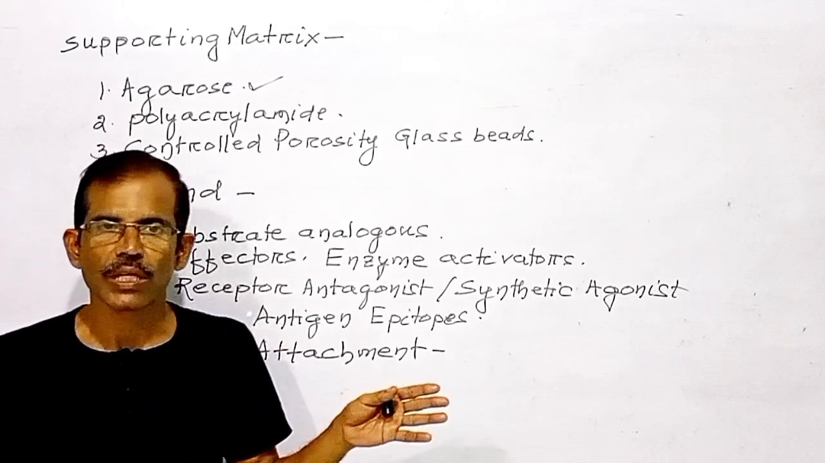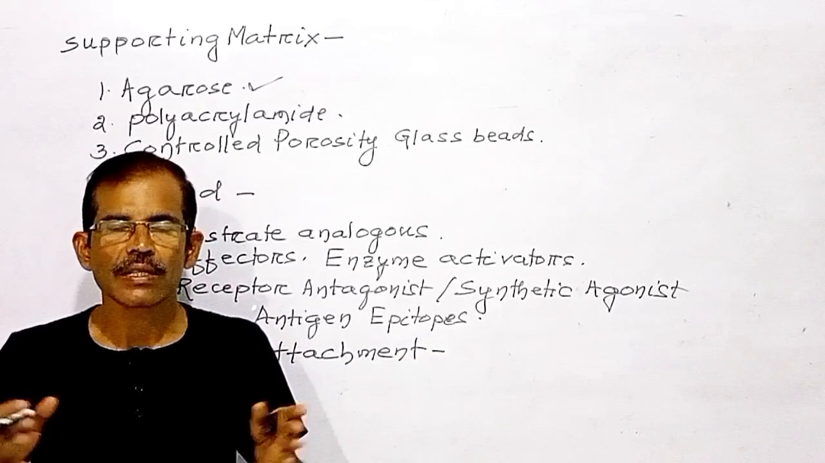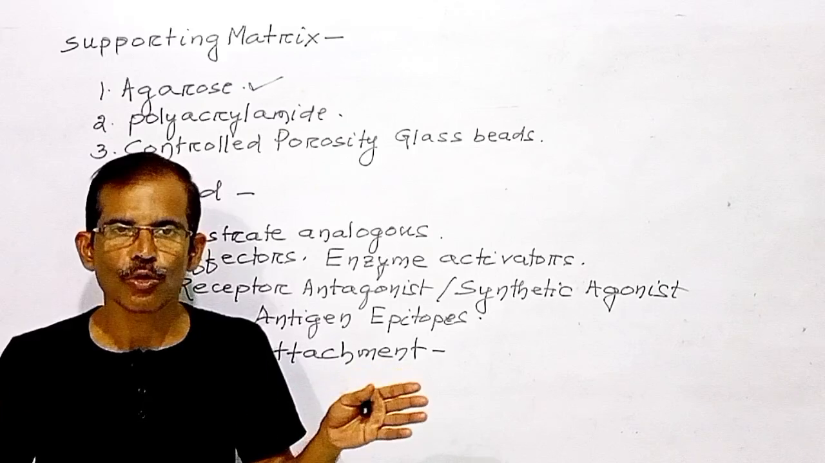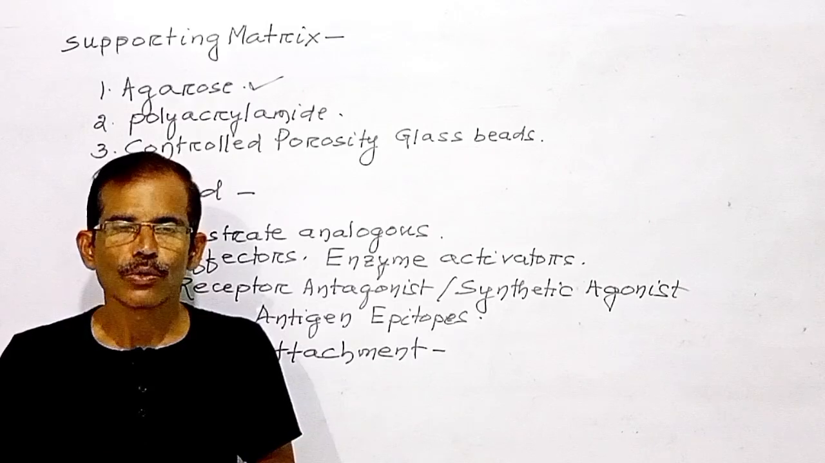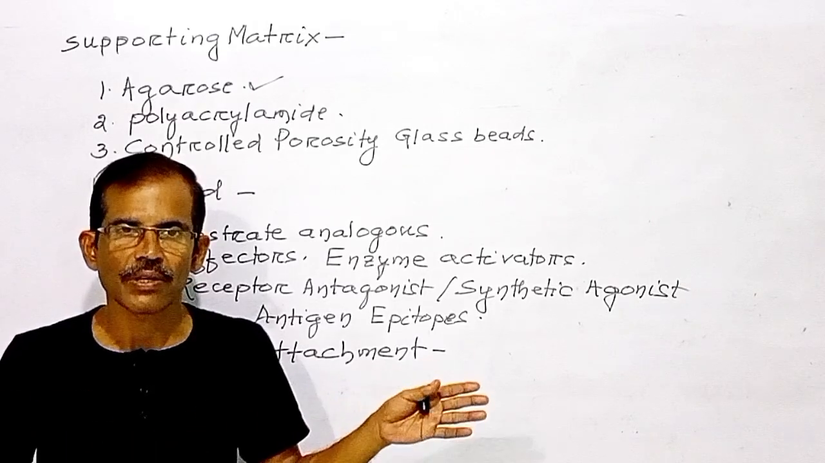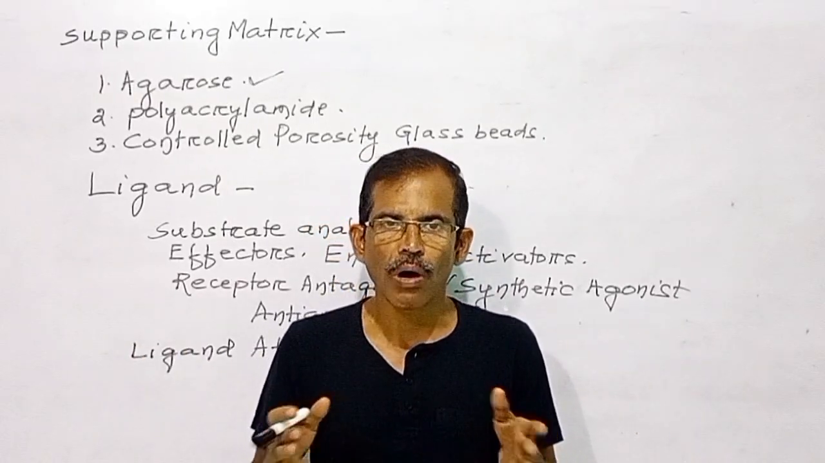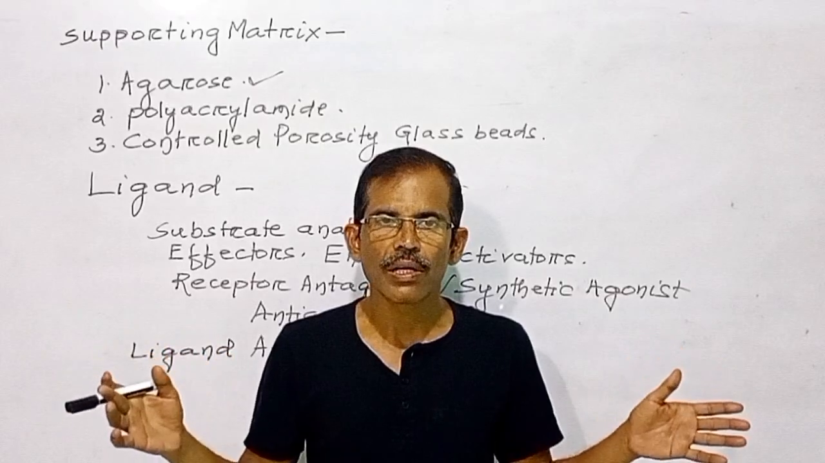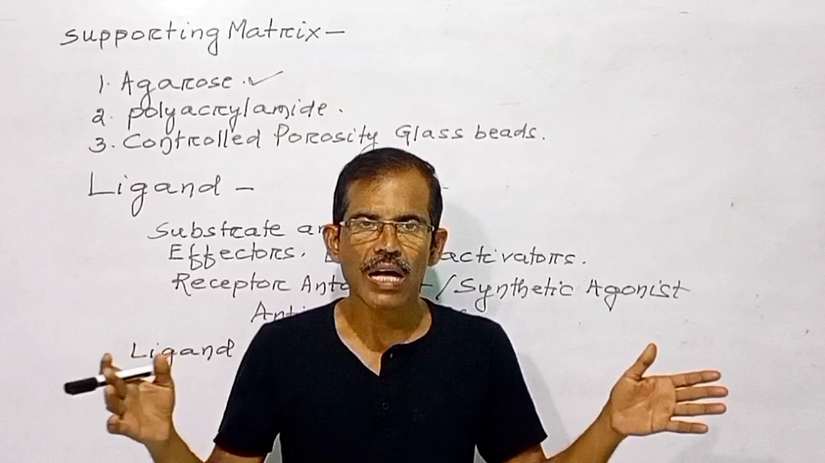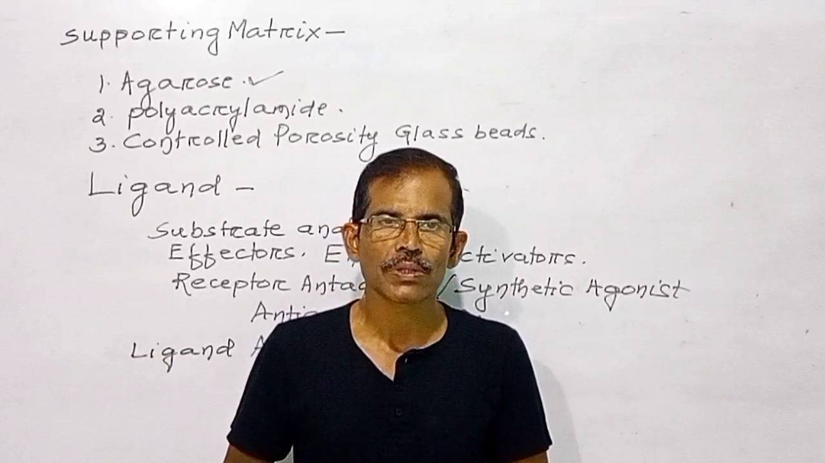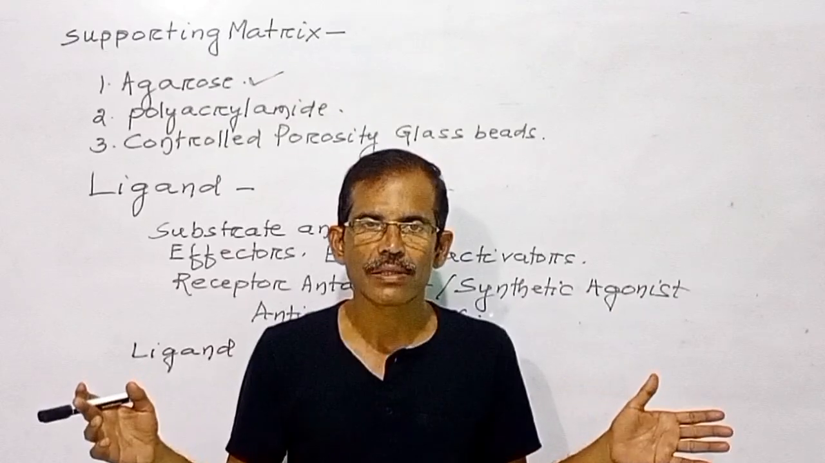Next, ligand attachment. Attachment of ligands to the supporting matrix involves two steps. First step is the activation of matrix functional groups, and second step is the covalent attachment of ligands to the activated groups of the supporting matrix. A ligand should meet two important requirements. Number one, it should interact strongly with the desired macromolecules, and number two, it should possess a large number of suitable functional groups that could be modified during covalent linkage with the supporting matrix.